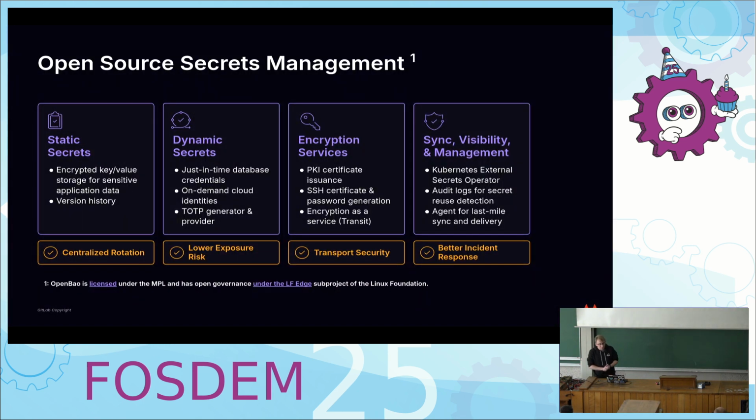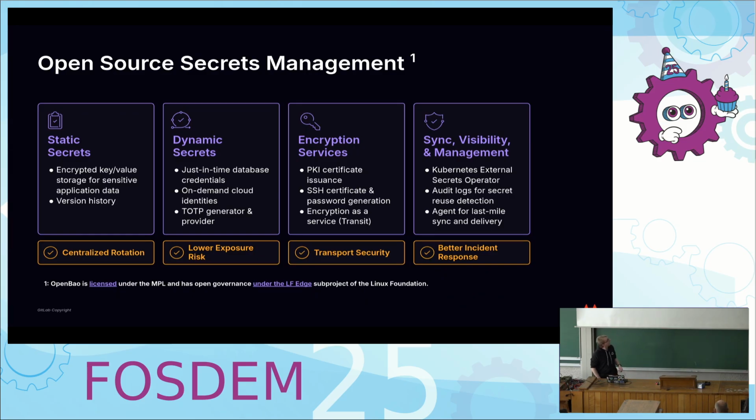OpenBao is a fork of HashiCorp Vault, remaining under the original Mozilla Public License with open governance under the Linux Foundation's LF Edge subproject. It is an advanced secrets manager supporting 4 categories of features. We have static secrets provisioned by users directly and securely stored on KV mount. We have dynamic secrets automatically generated on demand to integrate with things like databases or cloud identity credentials. We have encryption services like a PKI engine or SSH certificates creation, and also KMS-like encryption as a service functionality.